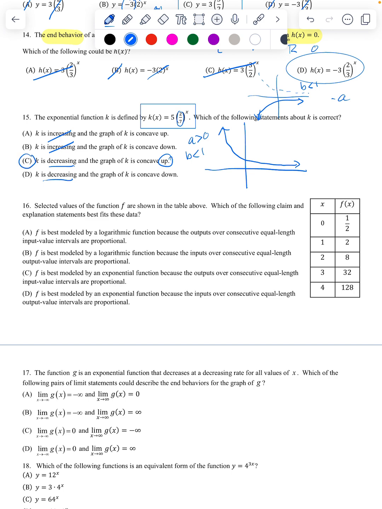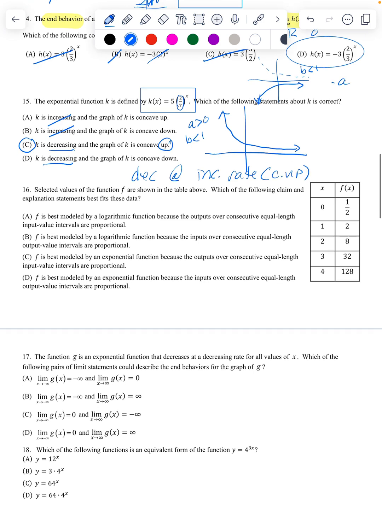Now, the other way they could have worded that is they could have said that it's decreasing at an increasing rate, because increasing rate is the same as saying concave up. So be prepared for that wording as well.